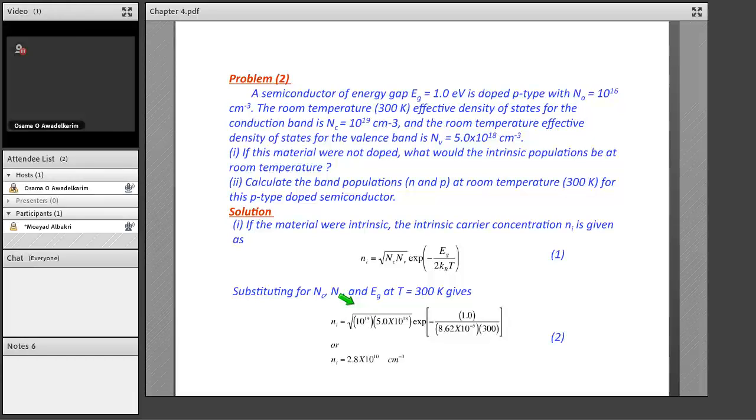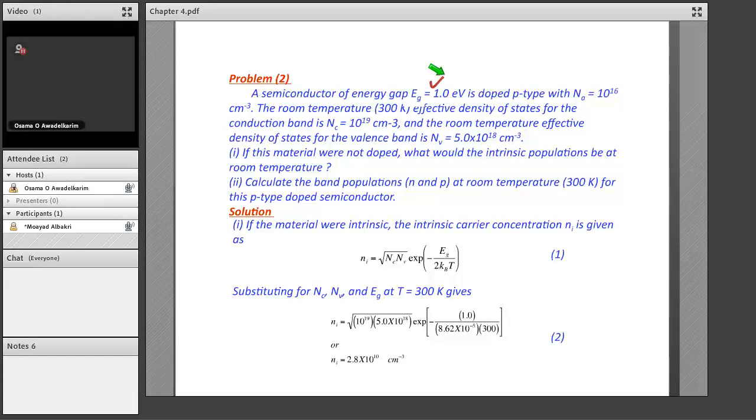So now let's look at this example here. In summary, we can dope a semiconductor, make it N-type or make it P-type. If you want to make it N-type, we should add to an elemental semiconductor, which is a group 4 semiconductor, an atom from group 5. And to make it P-type, to an elemental semiconductor, we should add an atom from group 3, which we call an acceptor. Here is a semiconductor of energy gap Eg equals 1 electron volt.